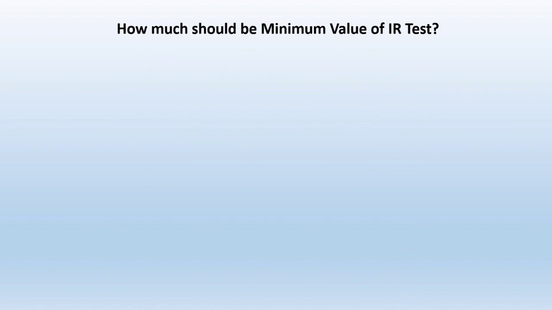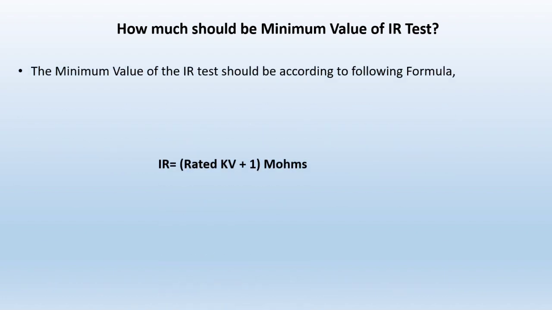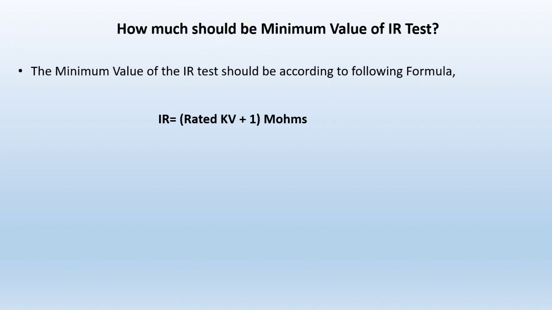What should be the minimum value of the IR test? The minimum value of the IR test is according to this formula: rated kV plus 1, in mega ohms. We take an example, let's suppose we have a motor and its rated voltage is 400 volts. So we convert 400 volts to kV, 0.4 kV, plus 1. It means 1.4. 1.4 mega ohms means the 400 volt rated motor should have a minimum IR test result of 1.4 mega ohms. And the insulation depends only on the voltage, so we take the reference here as the voltage.